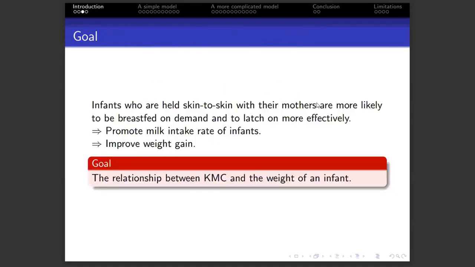As we just said, infants who are held skin to skin with their mother are more likely to be breastfed on demand. This means that their milk intake rates are improved significantly, since mother's milk is their primary source of nutrition. This can lead to better weight gain in infants. So the goal of our model is to demonstrate these relationships.